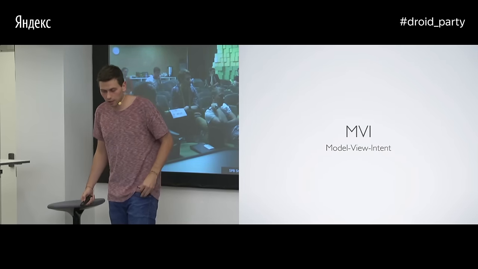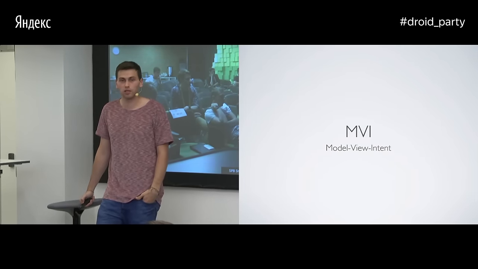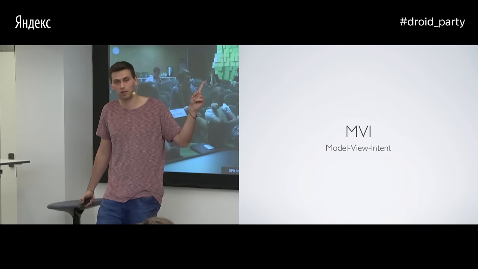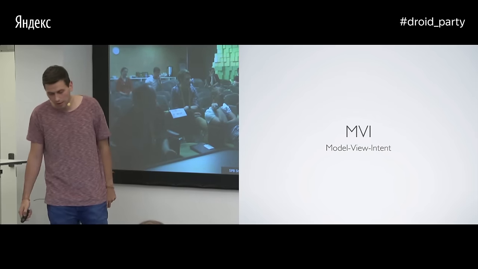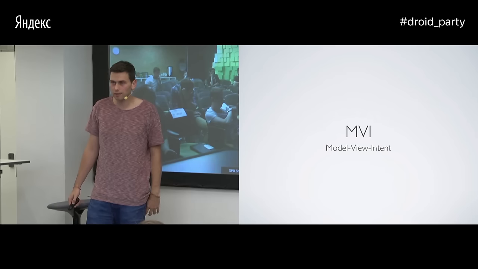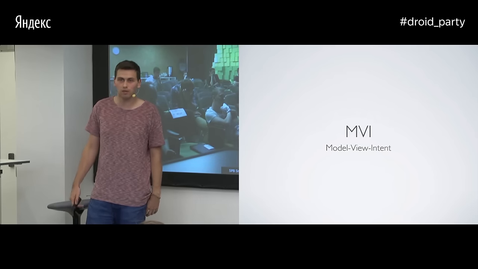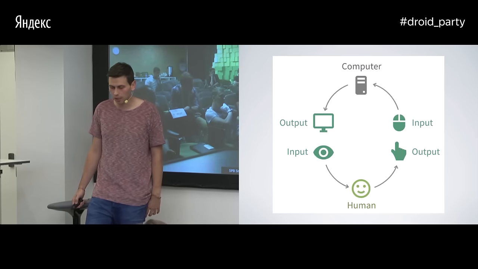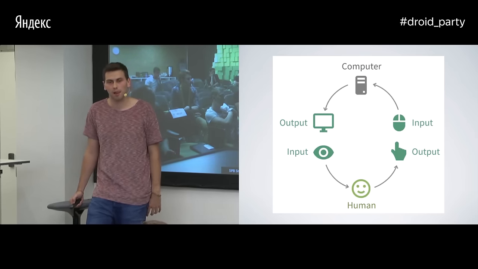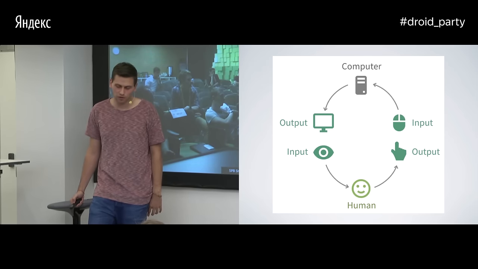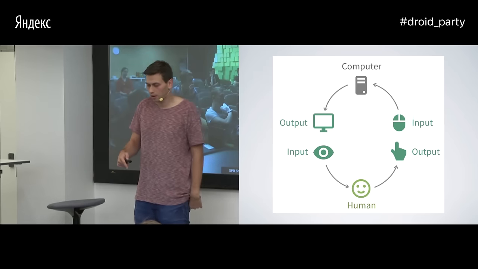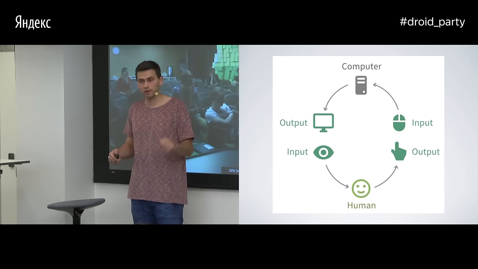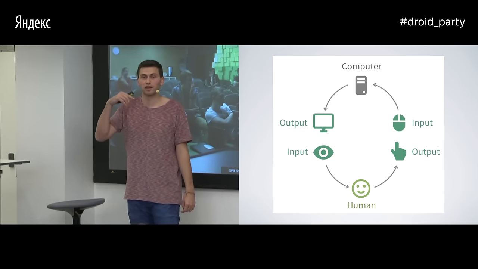Great. And the last thing is Model View Intent, which is inspired by CycleJS, by the smart guy Andre Staltz we saw before with RxJS. And that's a little bit of a new one, I would say. Basically it says, okay, now we use RxJava heavily because we could think of the human being as an input, by watching something.